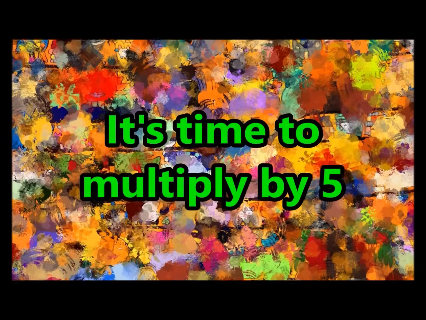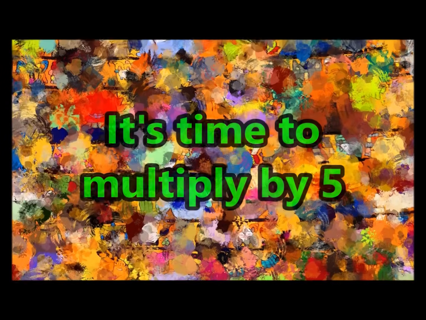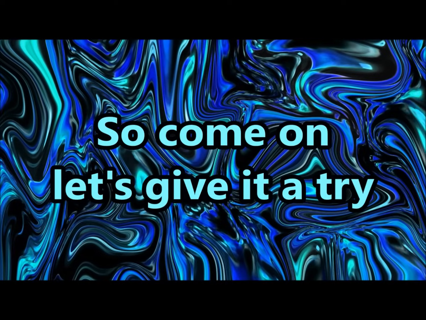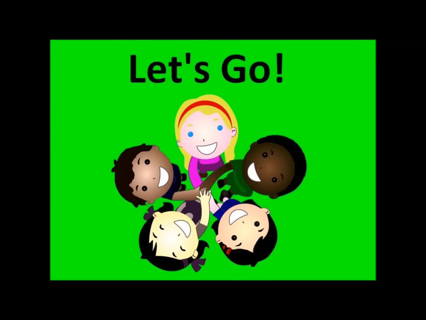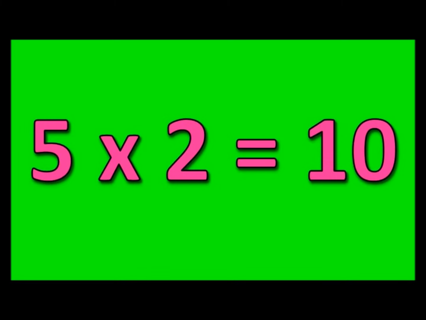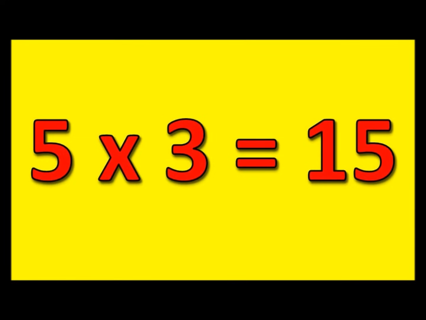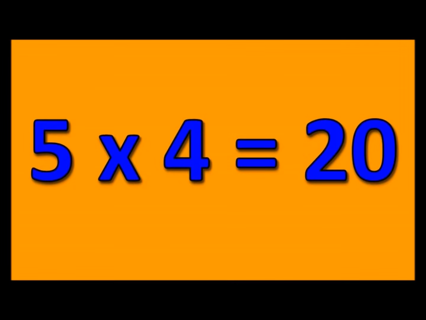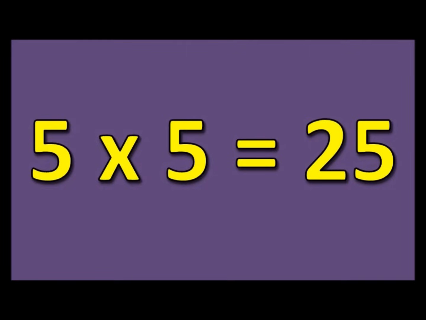It's time to multiply by 5. So come on, let's give it a try. Let's go. 5 times 1 is 5. 5 times 2 is 10. 5 times 3 is 15. 5 times 4 is 20. 5 times 5 is 25.